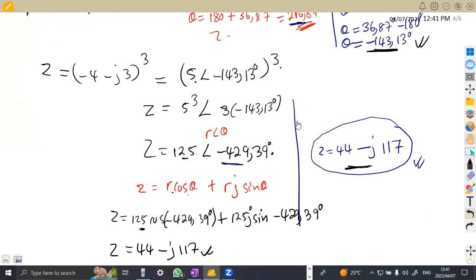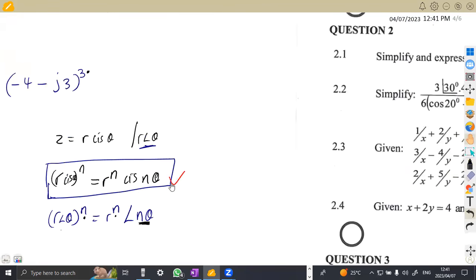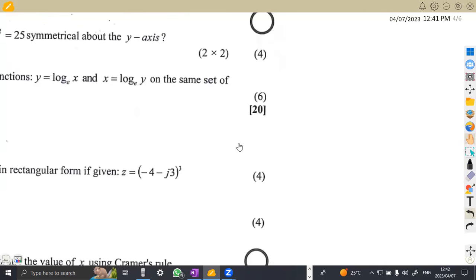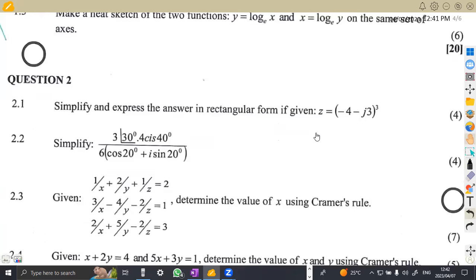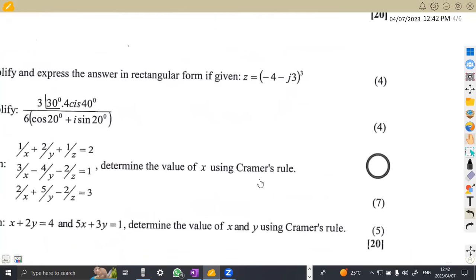All right, so let's check the other part of the question, which is question 2.2. We are asked to simplify. Here, we are not even told to give the answer in polar form or in rectangular form. So you can leave it in any format of your choice in this case. For me, it's best to leave it in polar form. Let me write it down so that you can see.